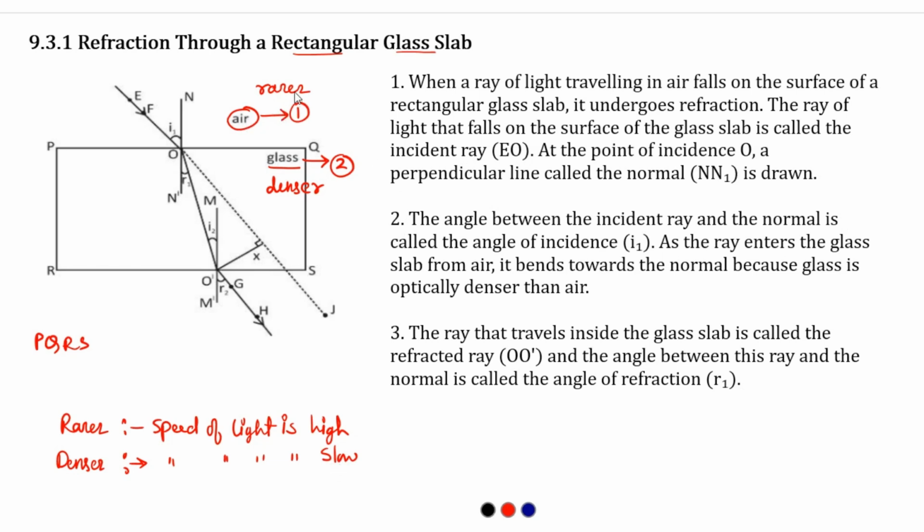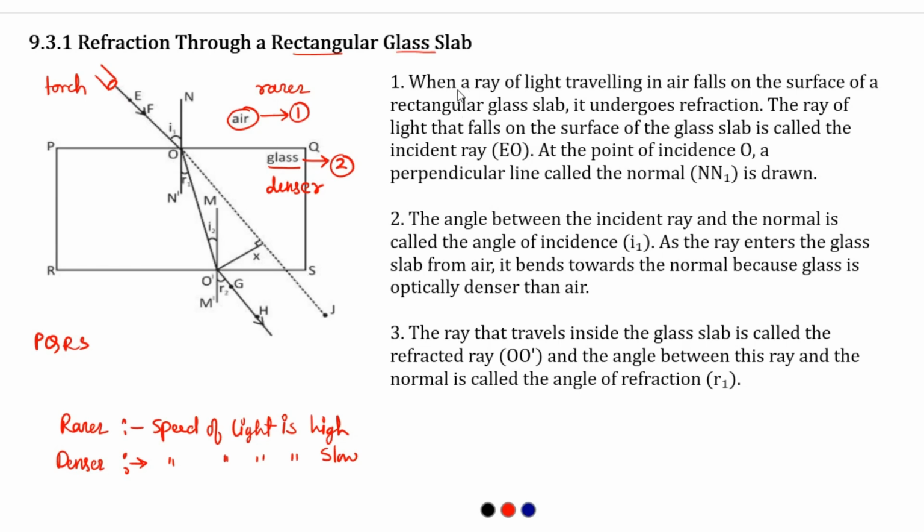So air is a rarer medium, so speed of the light will be high. Glass is a denser medium, so the speed of the light will be slow. Now, this is a glass slab we have taken, and in this glass slab, here we are going to take a torch or a source of light. So this is the torch or the source of the light from where we are going to send the light.